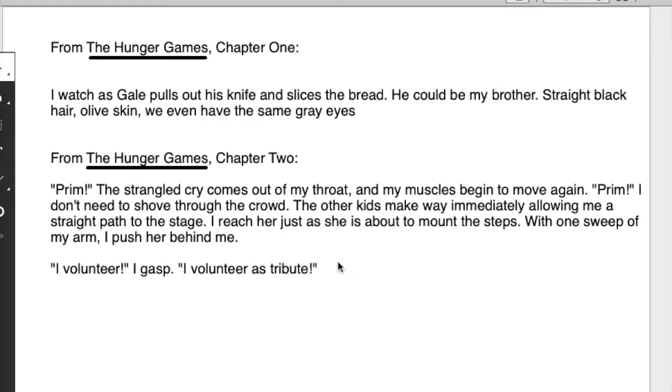So we can also determine from that action that Katniss is protective of her family. She's protecting her sister. She cares very deeply for her and is willing to put her body and her safety between the danger and her sister to keep her sister safe. So that's an example of using the clues in the sentences and in the selection to determine an element of her personality.